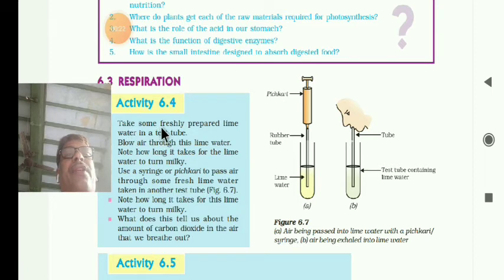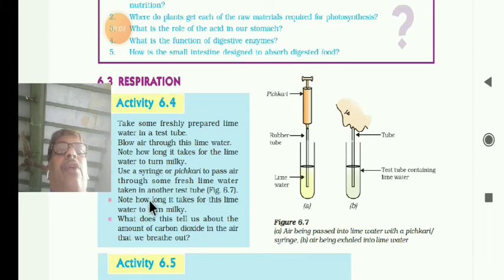Take some freshly prepared lime water in the test tube. This you already learnt, but blow air through this lime water. Note how long it takes for the lime water to turn milky. Then use a syringe or pichkari to pass air through some fresh lime water taken in another test tube.